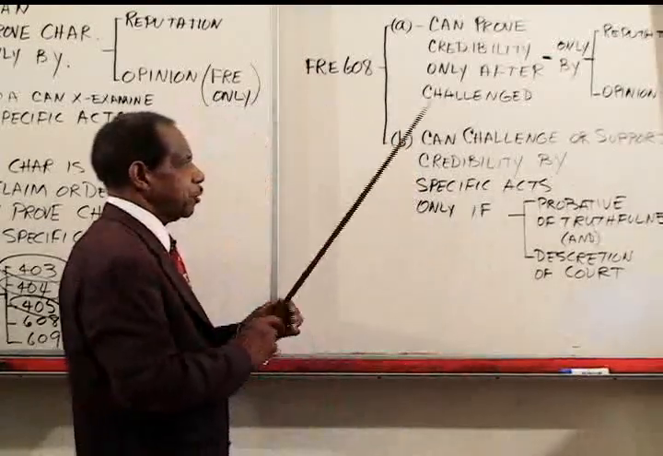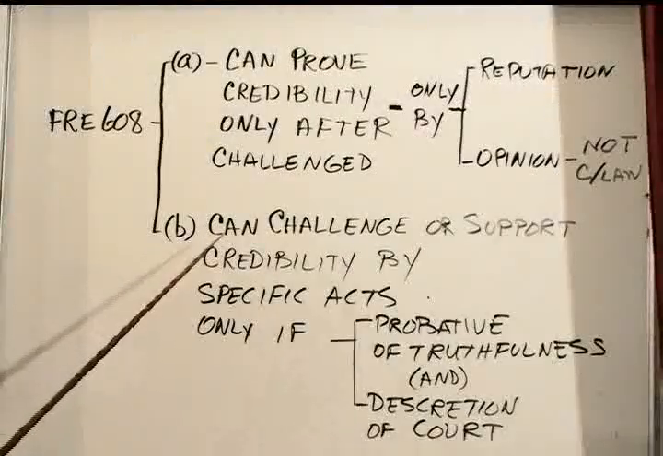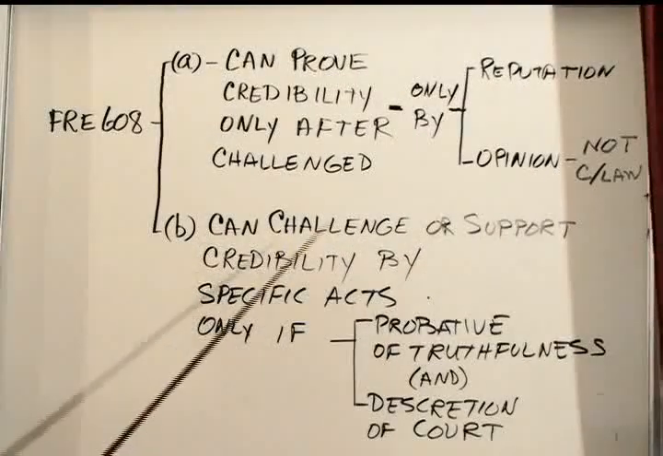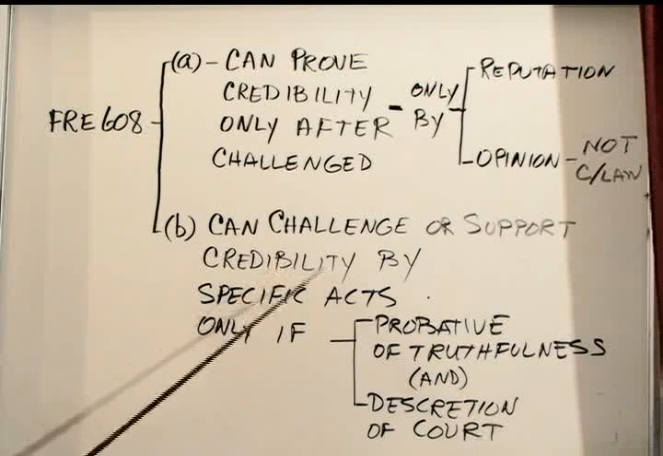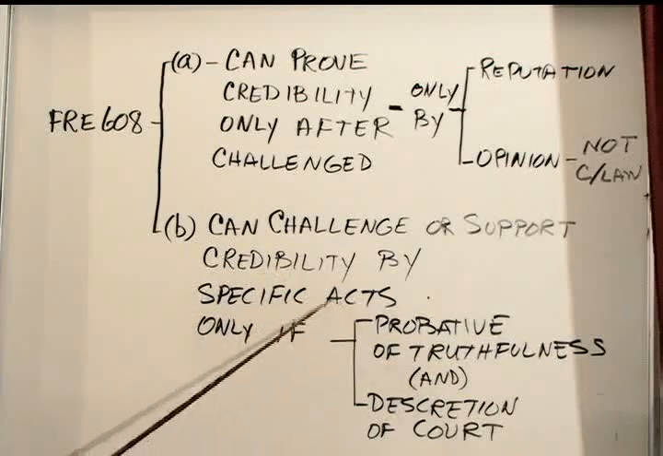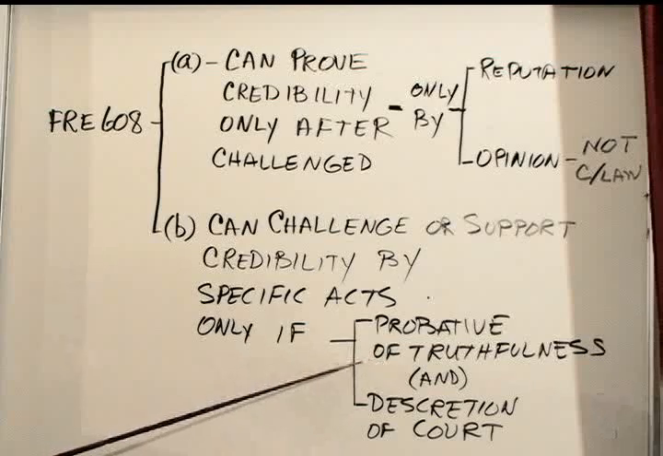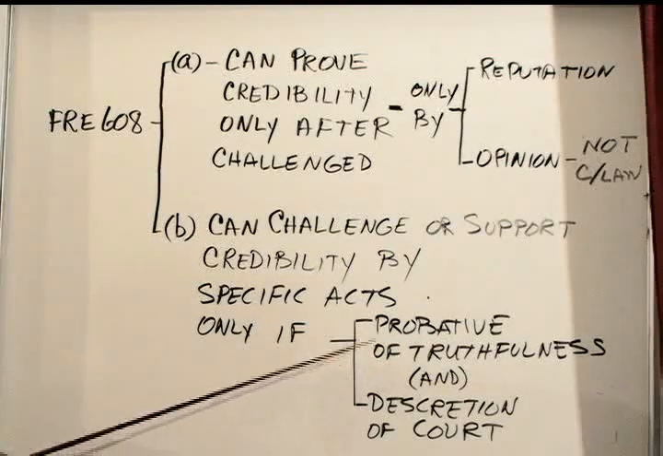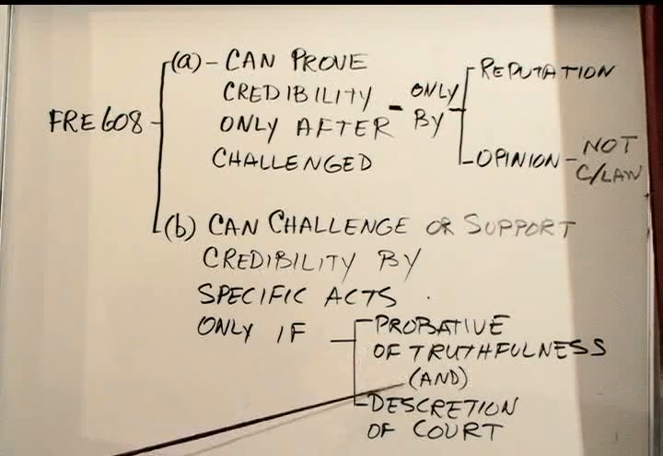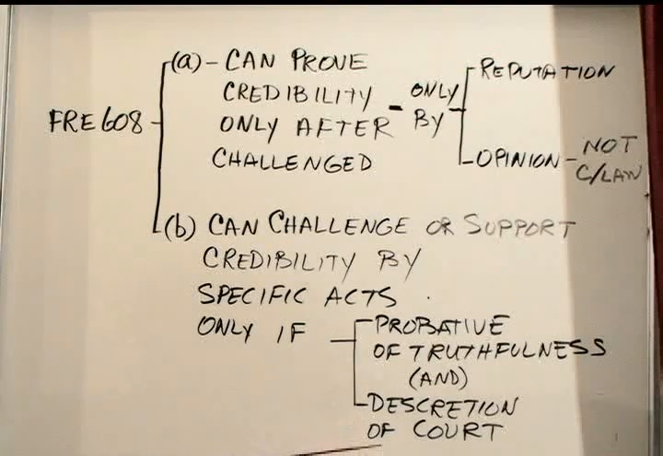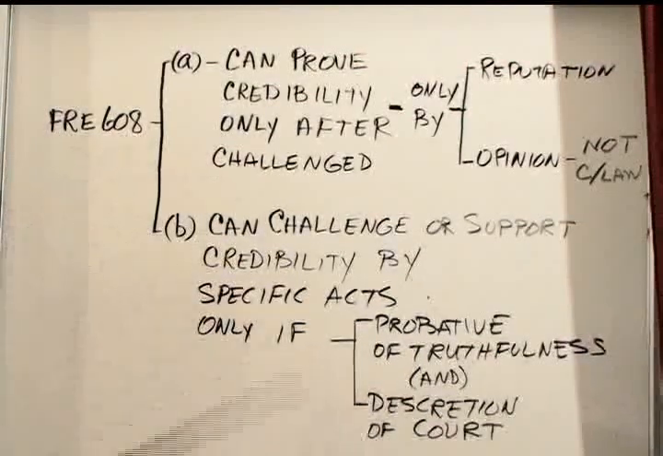That's what 608B is about. 608B says you can challenge or support my credibility by specific acts only if those acts are probative of truthfulness. Got kicked out of law school, got kicked out of medical school, lost my CPA license, and the judge, in the judge's discretion, says, yeah, you can do it. You've got to get permission from the court. And that's basically what 608 tells us.